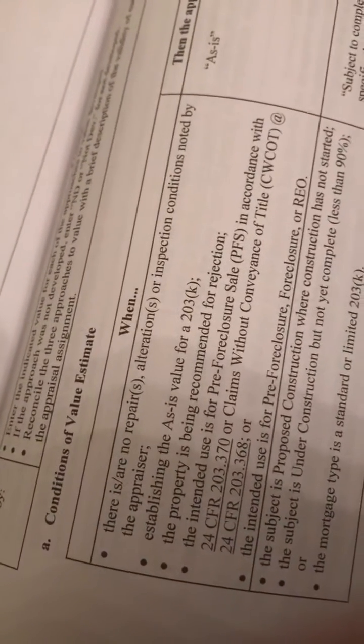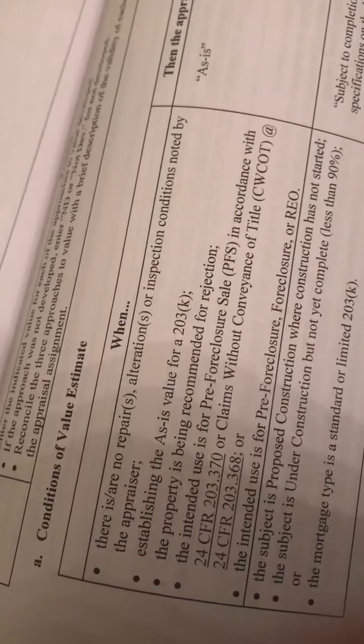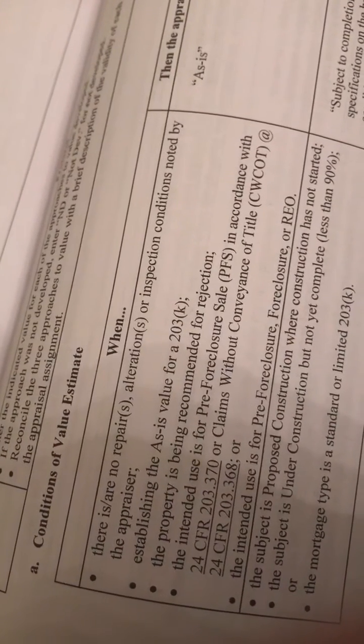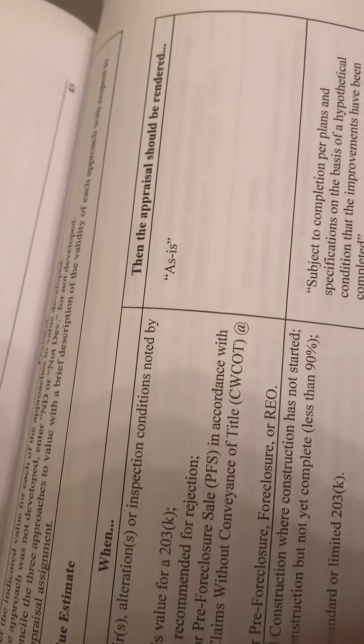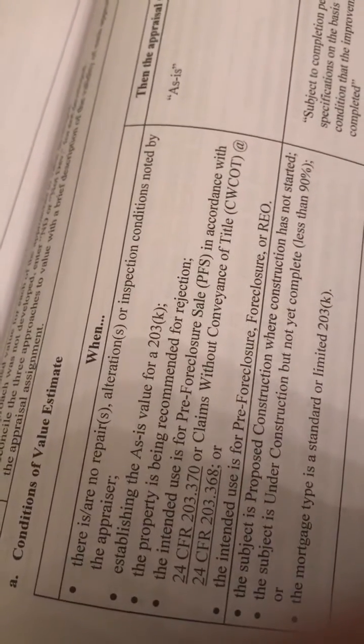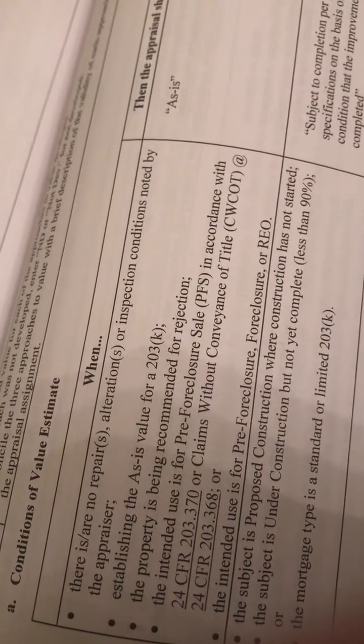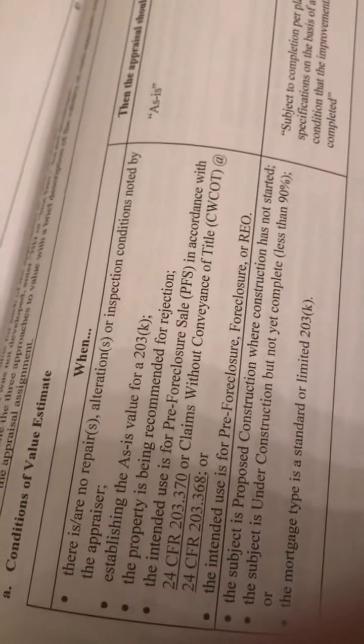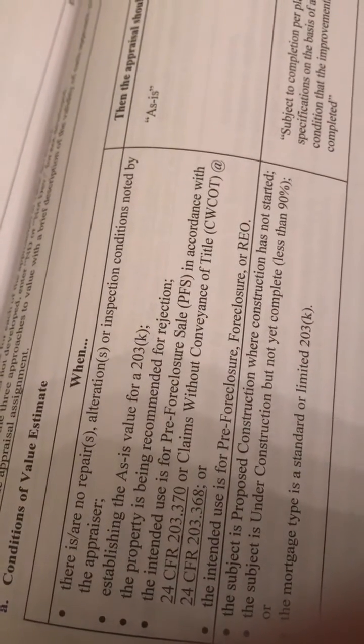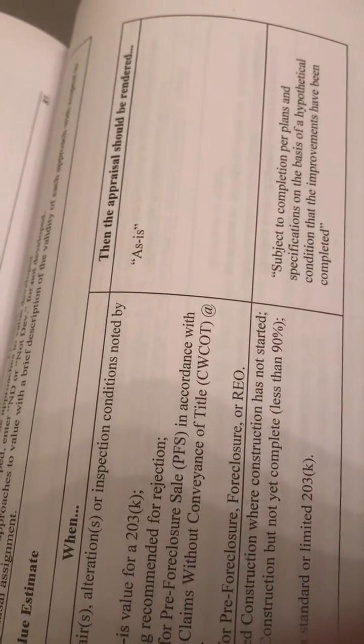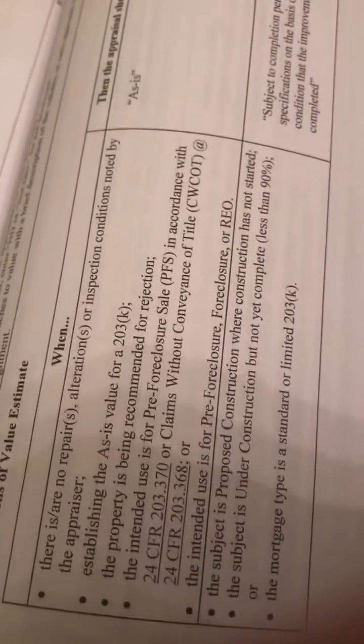When there is/are no repairs, alterations, or inspection conditions noted by the appraiser, then the appraisal should be rendered as is. When establishing the as is value for a 203K, then the appraisal should be rendered as is. The property is being recommended for rejection, then the appraisal should be rendered as is.